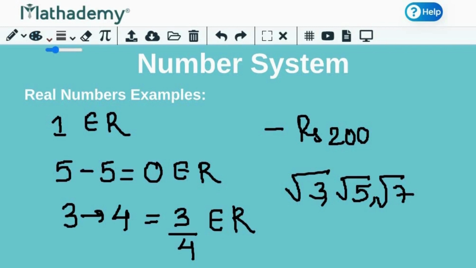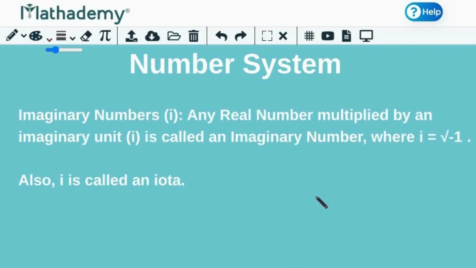Now, there are a few numbers that are not real. No, they are not fake. These are the numbers that you use theoretically and not practically. These numbers are called imaginary numbers. So, you might be thinking, okay, then why are we learning about these numbers if they are used theoretically and not practically? We are learning about these numbers because they are used to solve complex equations and in other related fields.